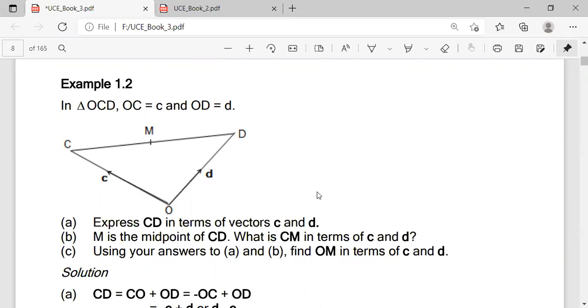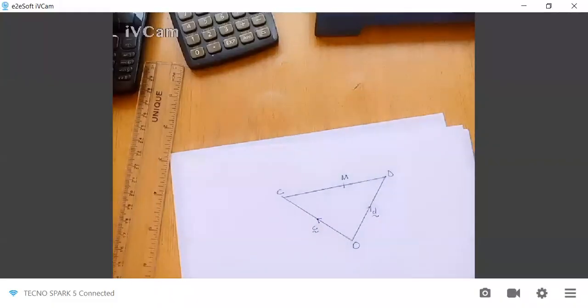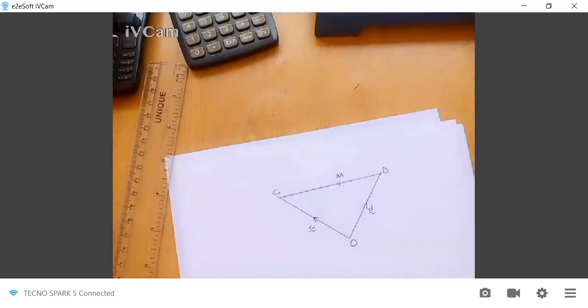Okay, so they are telling you that in the triangle OCD, OC is C. OC is what? Is C. And OD is D. Let me show you how I've drawn mine so that you can see exactly. So OC is C, so write C and put that. And the OD is D, write D and put that. Don't just write them as small letters. You write them to show that this is vector OC.